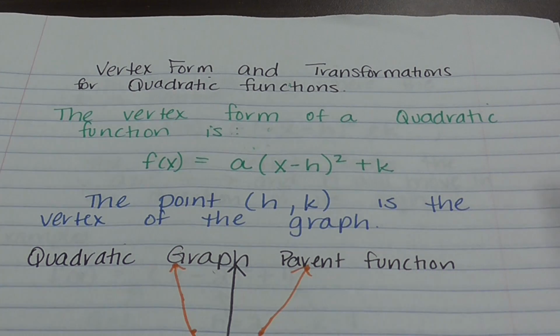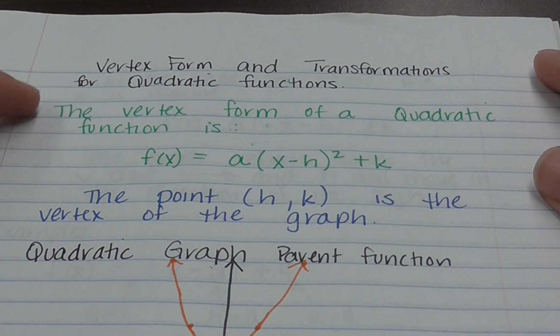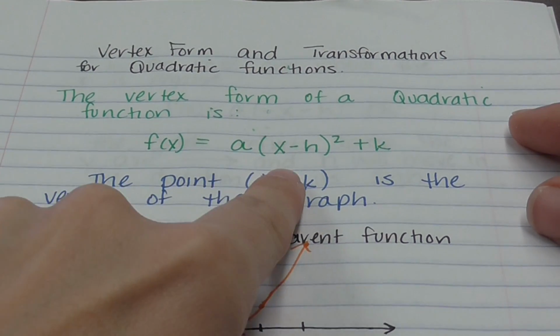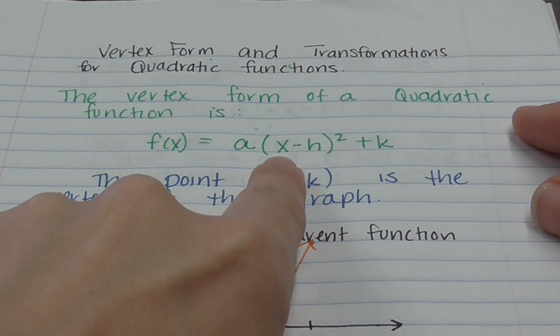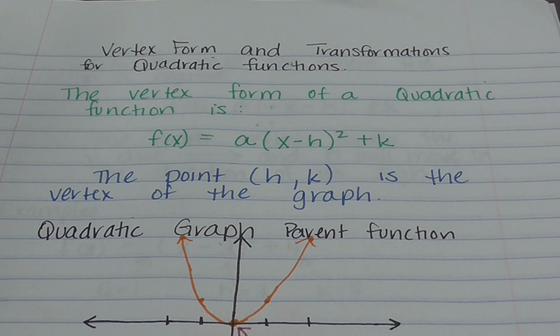When talking about quadratics, there's a couple different forms that it can be written in, and the first form that we're going to use is vertex form. So we're going to talk about vertex form and transformations for quadratic functions. The vertex form of a quadratic function is f(x) = a(x − h)² + k. So h and k are both going to be numbers.